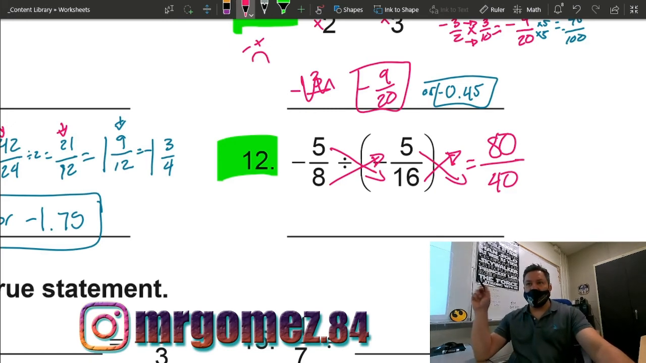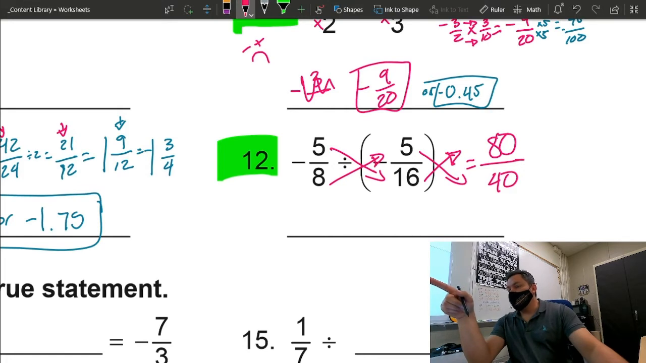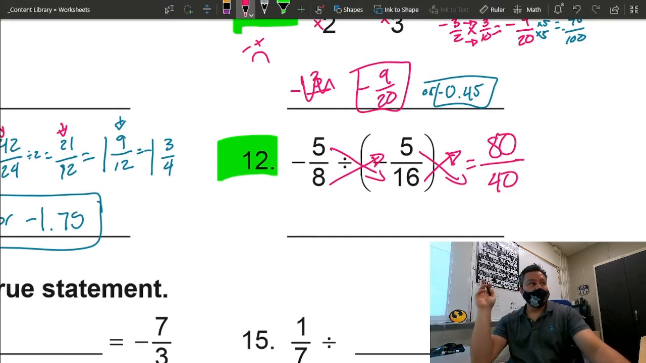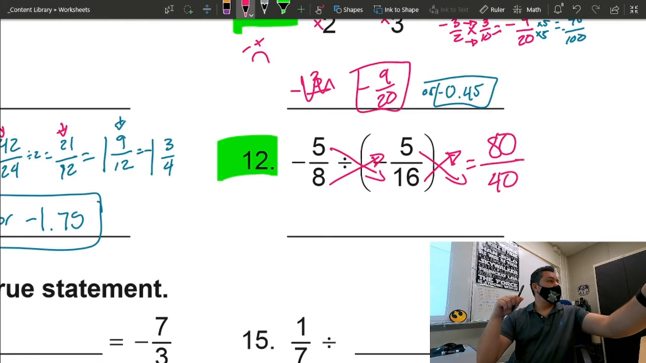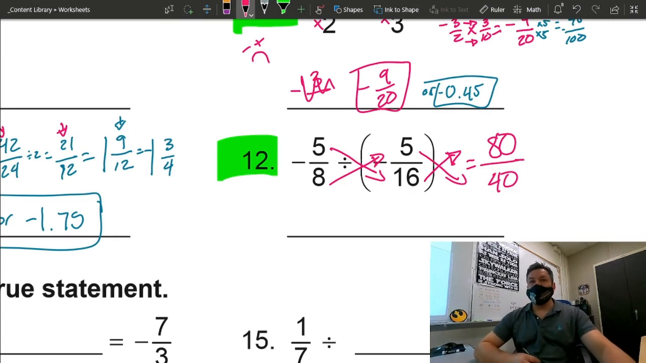But look at the top and the bottom. What do they two have in common? The top and the bottom. They both what? Negative. No. Yeah, but what else do they have in common? They're whole numbers, yes, but what else? Oh no. They both have what? They both end in zeros, right?